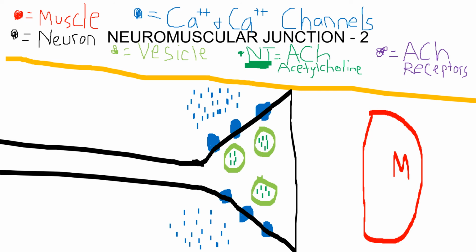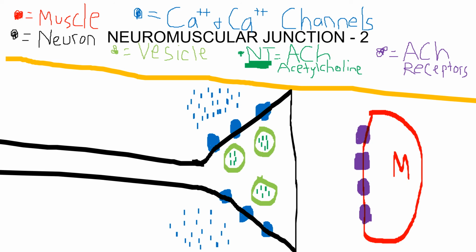And then last but not least, we're going to have our acetylcholine receptors. And these are going to be found on something called the motor end plate, which is basically a wrinkly folded part of the sarcolemma. So on the very edge of the muscle plasma membrane, we have receptors for the acetylcholine.